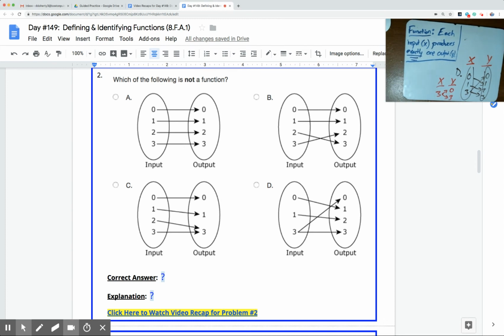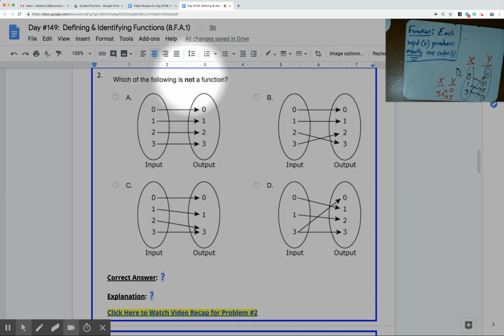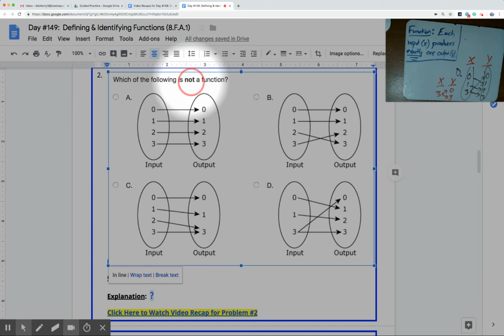For practice problem number 2, we're asked which of the following is not a function. So we're going to focus on which one is not a function. And all 4 of our relationships, our answer choices, are shown as mappings. So for mappings, it's similar to a table, but we use arrows.